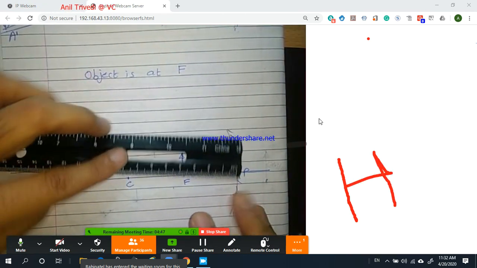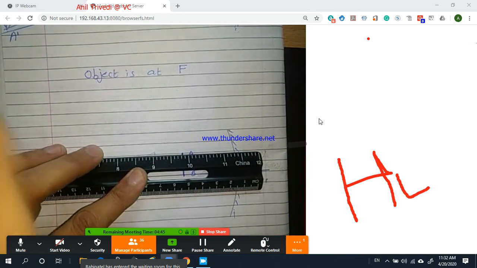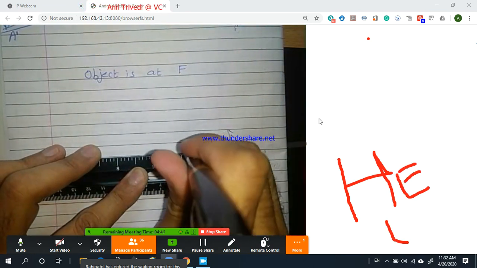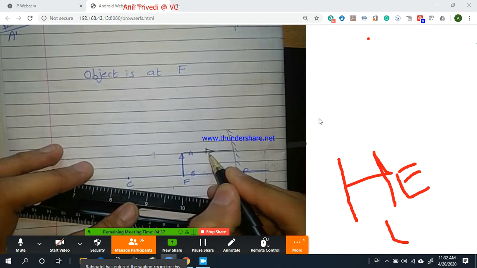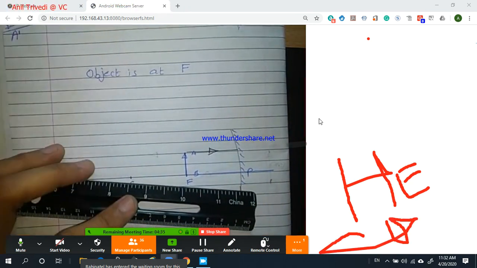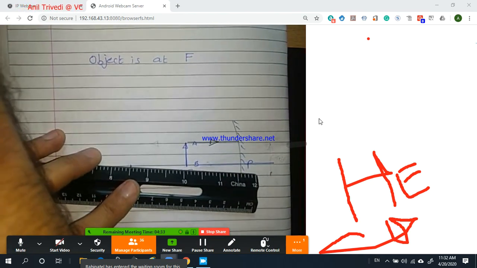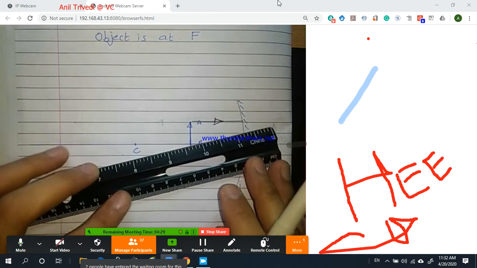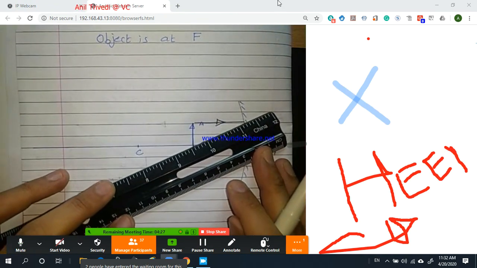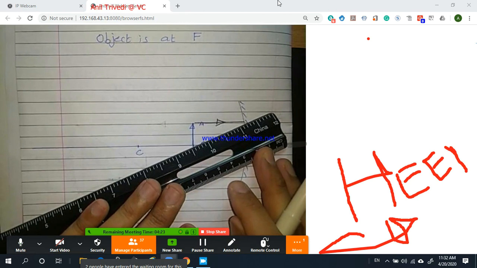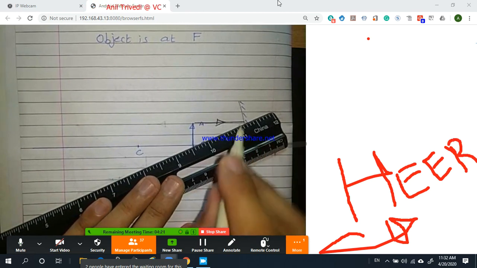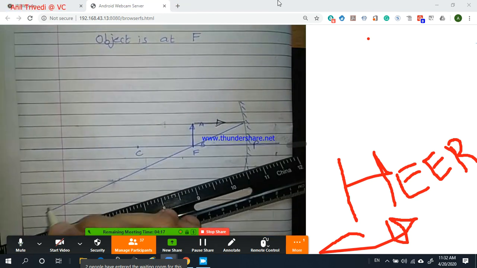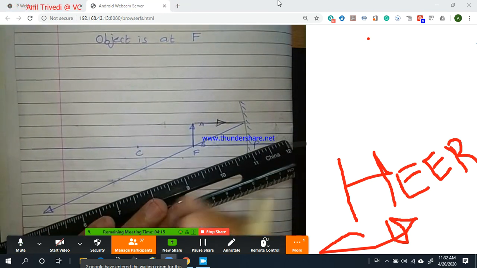We'll leave 5 minutes left. We'll be able to complete this diagram. This is the incident ray parallel to the principal axis. Where does it have to pass through? All the rays parallel to the principal axis pass through the focus. Right?